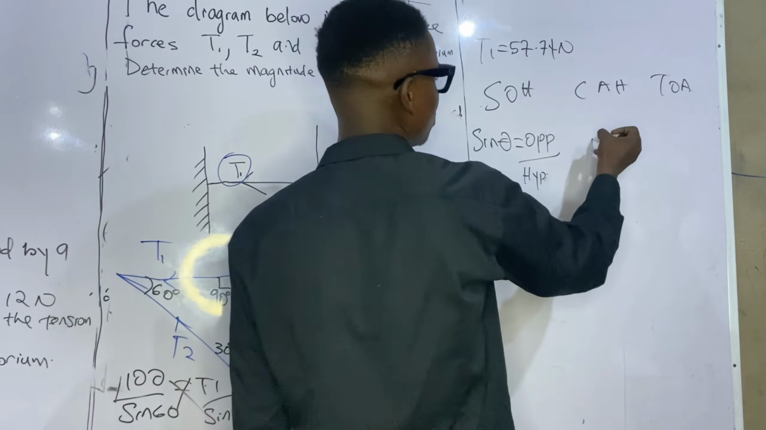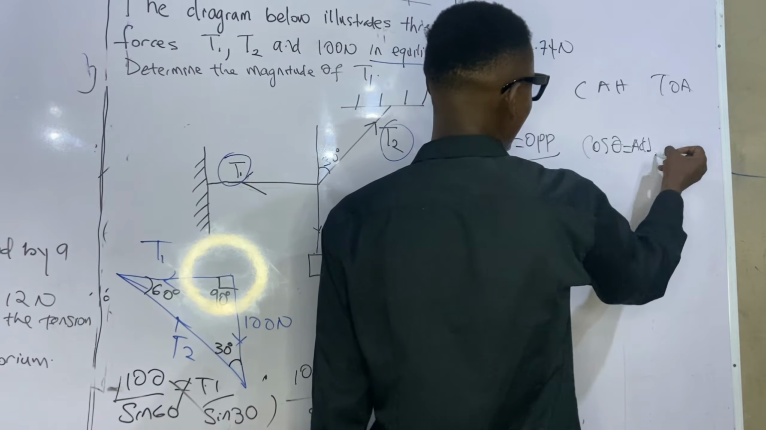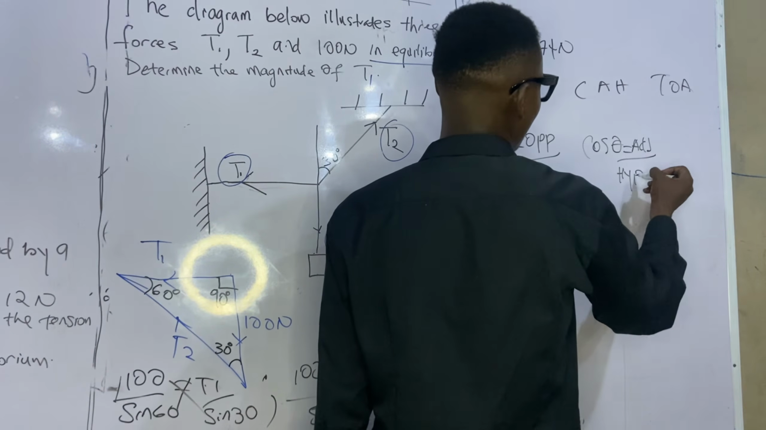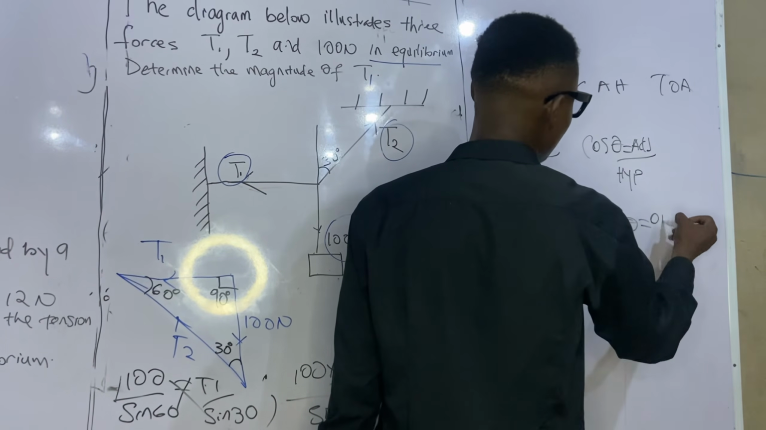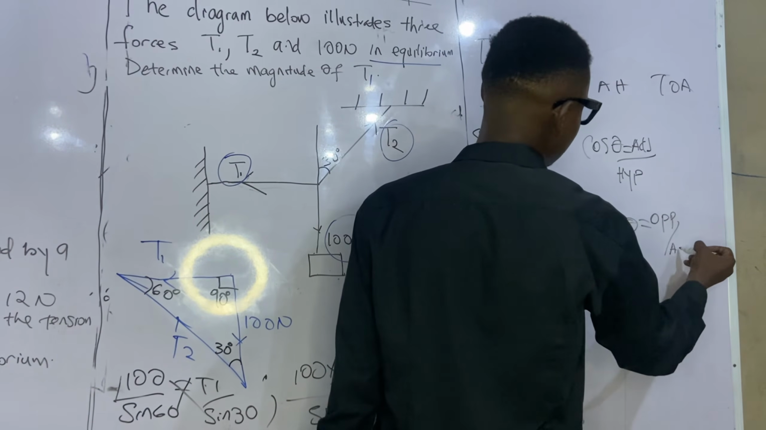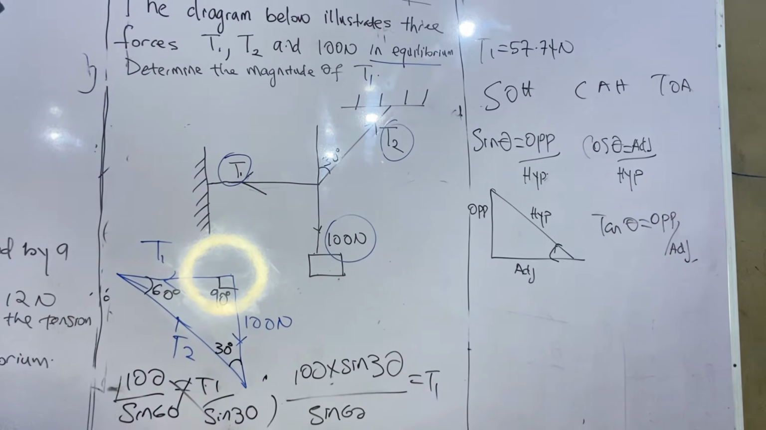So this C means what? Cos theta equal to adjacent over hypotenuse. This one means what? Tan theta equal to opposite over adjacent. So it's that simple. That's also SOHCAHTOA for you.